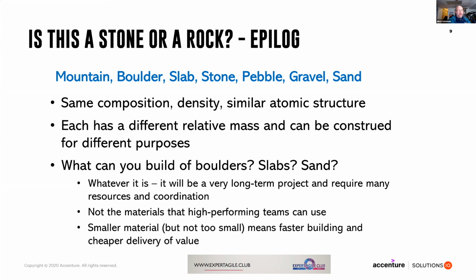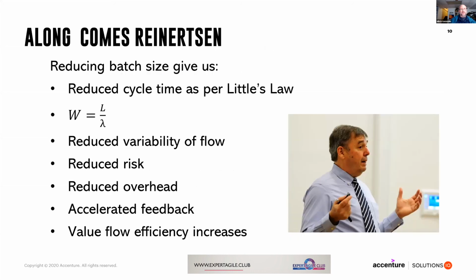My house is partly made of stone. When we use smaller material, but not too small, because we can't build out of sand either, we have a different problem. When we use smaller material than boulders, it means that we can build faster and deliver value cheaper. That's why we need to right-size our stories, just like we have to right-size the materials that we use to build a house or building.